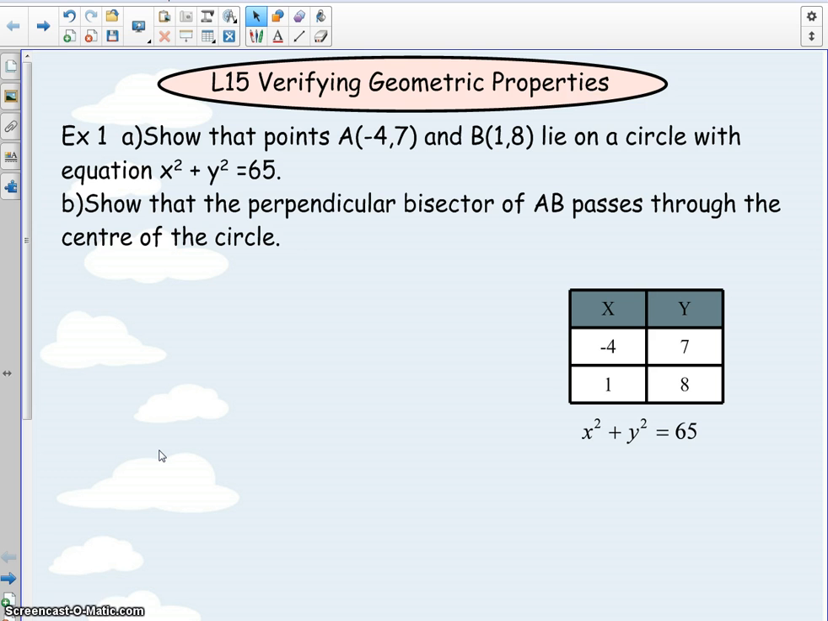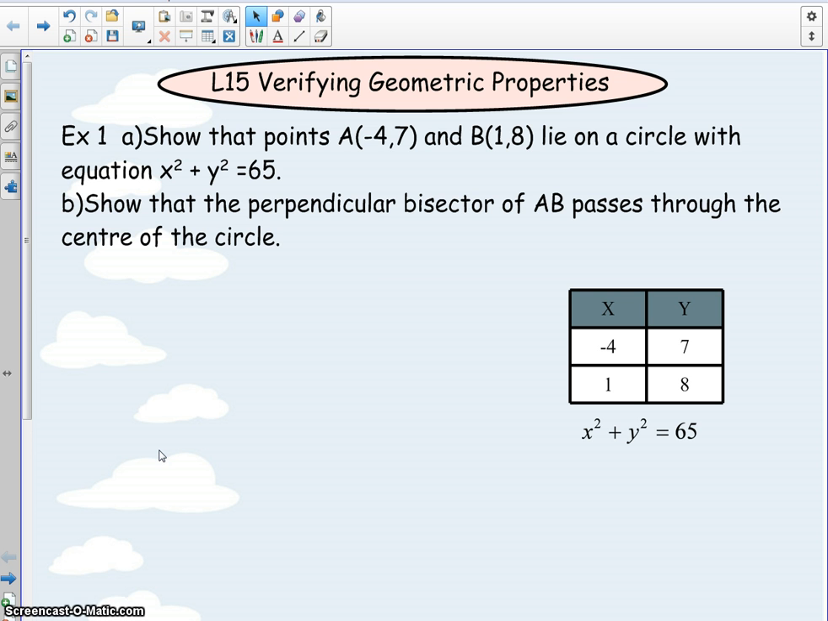The nice thing about these types of questions, as you'll see as you go through them, is that what you're being told to prove is laid out for you in the question. For example, part A says show that these points lie on a circle with this equation. Well, it tells you what to do. You just have to show it. For B, it says show the perpendicular bisector passes through the center of the circle. Again, it's telling you what kind of math to do. You just have to go through the math and actually show the work. So that's a nice thing about this, but let's go through this together.